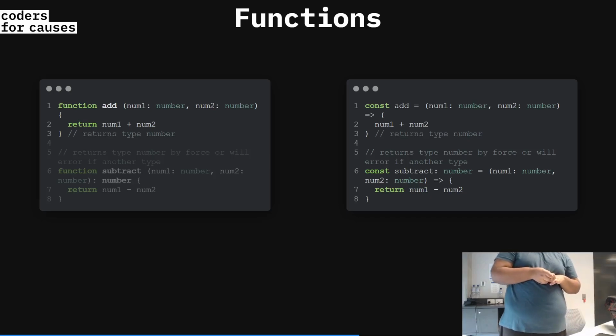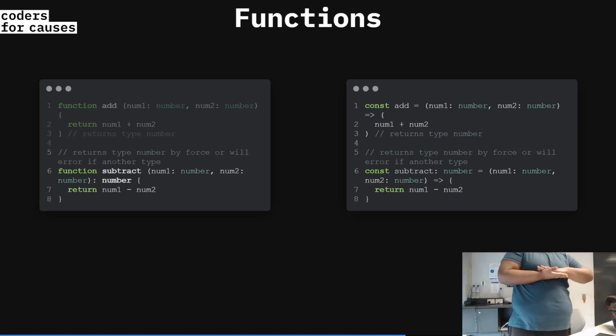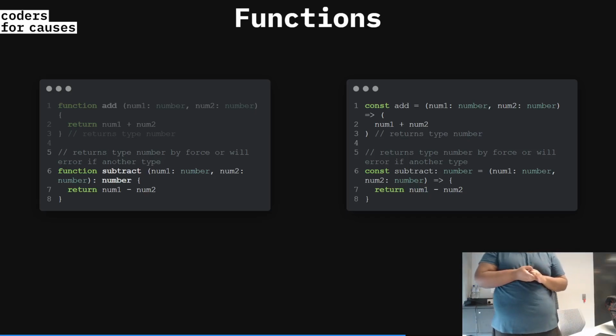Okay, and then on the left side, we have subtract, which returns a type by force. So in this case, in a way, it's good to have the types declared. So function subtract(num1, num2) { return num1 - num2; }. So we know that subtraction of two numbers is going to be a number.